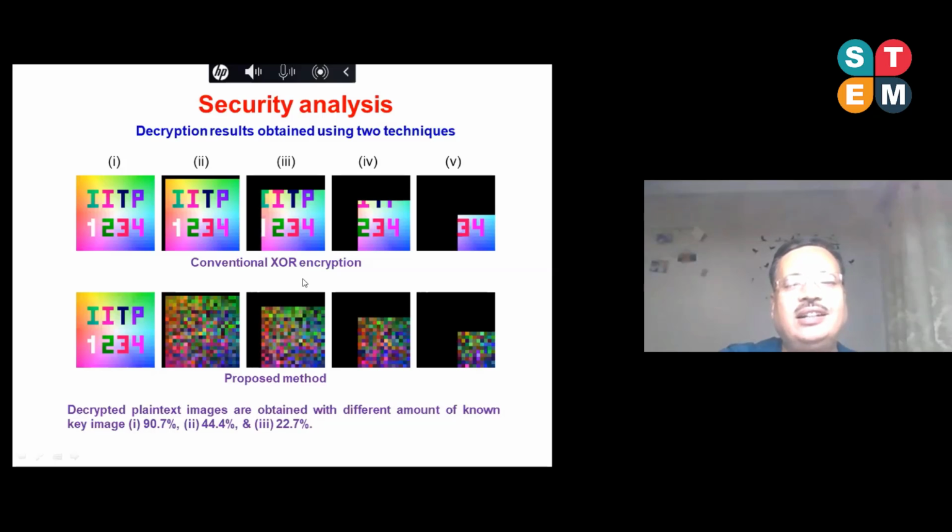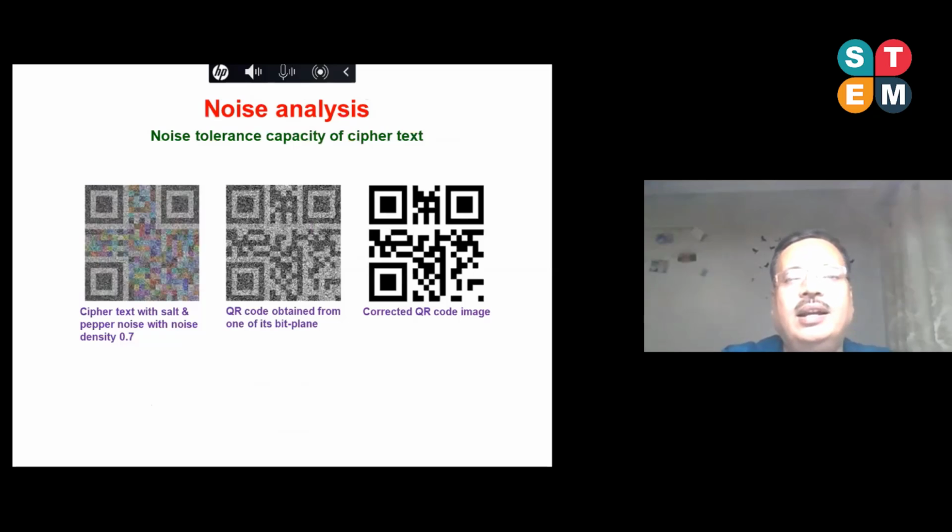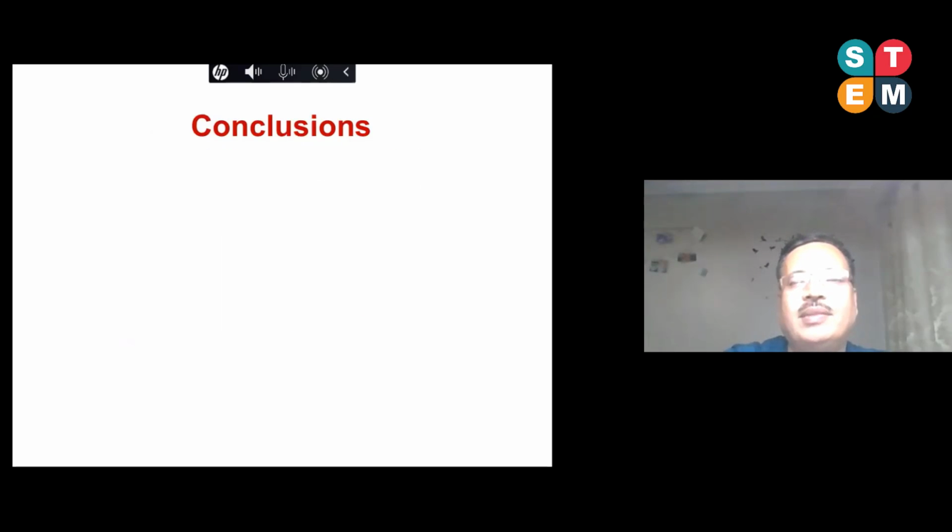What you can see here is the conventional XOR operation. This is the proposed method here. So some portion of the information is lost. Still we can recover, and we have 90%, 44%, 22.7%. Still we are able to recover, but partial recovery will be there. As it is more noise resistant, here are some results on the noise analysis.